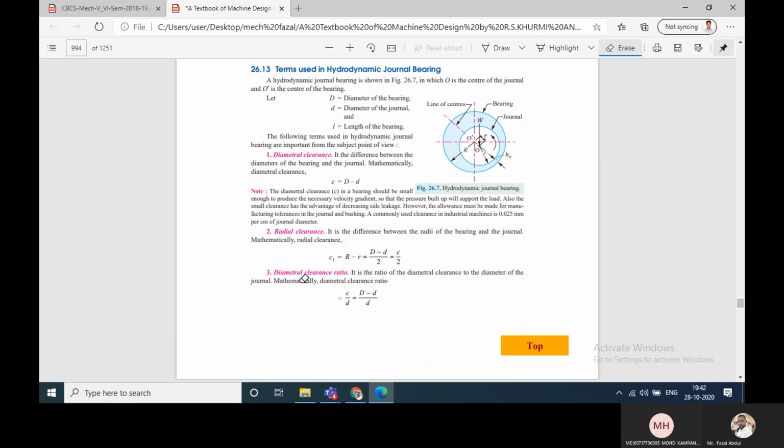Diametral clearance ratio is C by D, where C means D minus d, so it is (D minus d) by D.